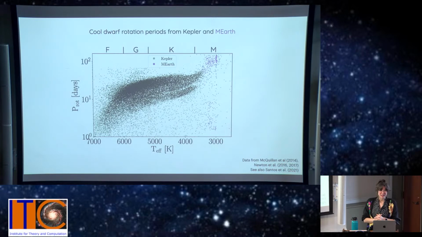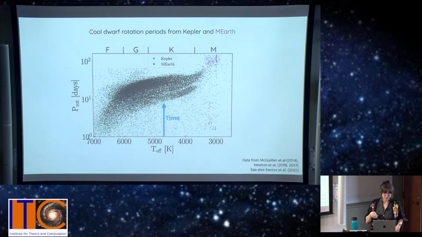Now, here is the distribution of stellar rotation periods. So this, again, is kind of like the gyrochronologist's HR diagram. It shows stellar evolution in the rotation period plane. And here it is populated with stars from Kepler in black and MEarth in purple. And this is kind of what the corpus of stellar rotation periods looked like up until about 2020.